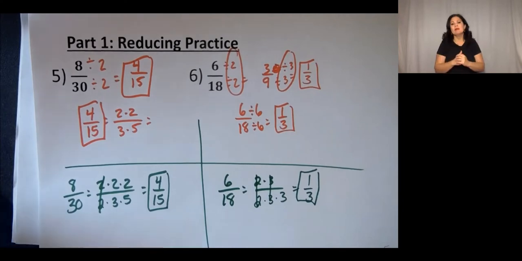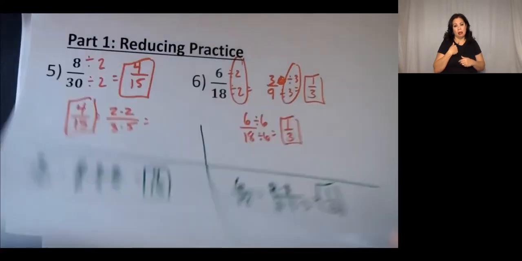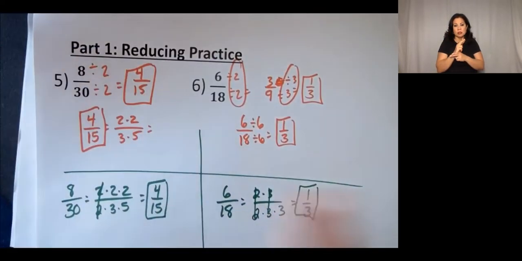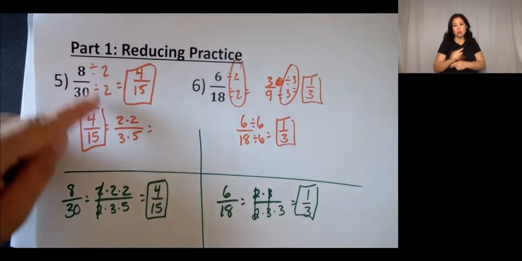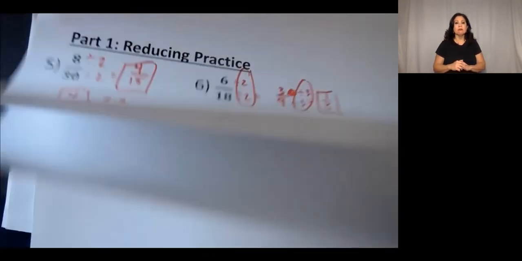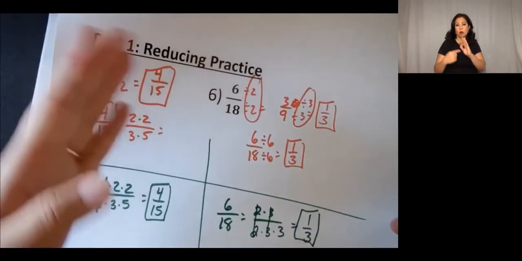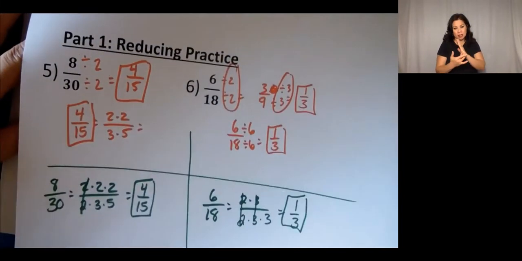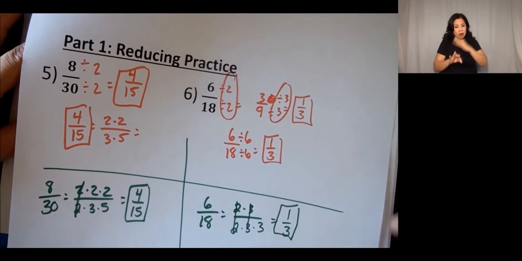Okay. From now on, once we get on to the next portion of this, I am just going to be doing the common factors. All right. But we have about four more, how many examples? Two more examples. I'll do both ways for the next two. And then after that, when we start multiplying and dividing fractions, I'm just going to be using common factors.